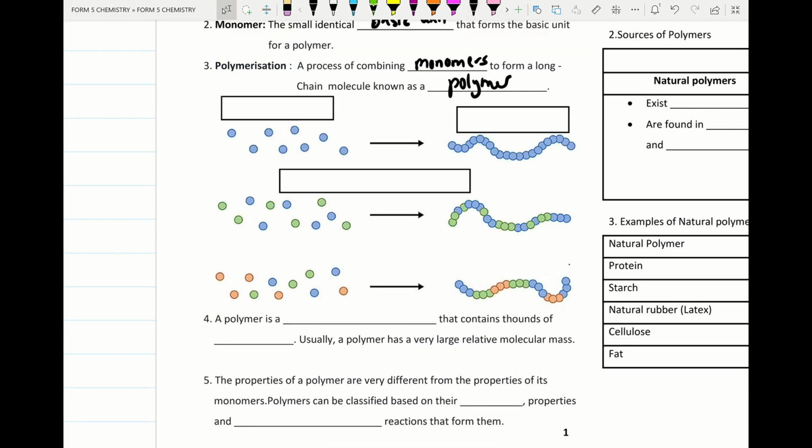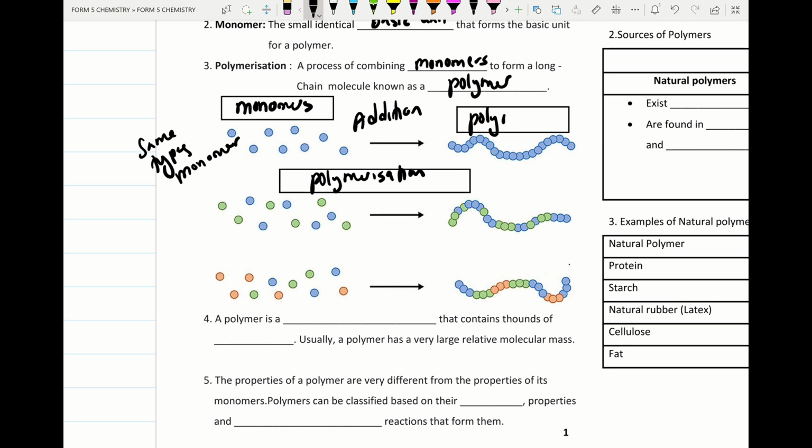Take a look at the diagram. This diagram is made up of the same type of monomers. When the same type of monomers combine in a repeating sequence, the process is known as polymerization. And we have two types of polymerization. When the same type of monomers combine together, this reaction is known as addition polymerization. Therefore, these will be monomers. When these monomers combine in a repeating sequence, they form a long chain polymer.